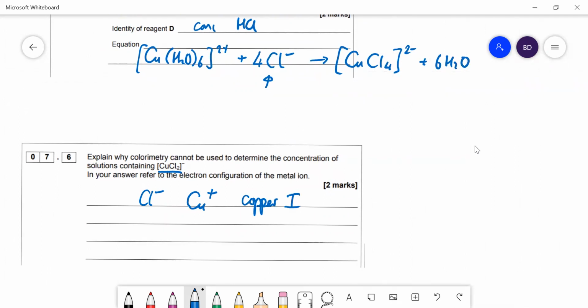If you remember copper 1 ions, they have a full d shell. It's a 3d10. And if something has got a full d shell, like copper 1, not copper 2, like Zn2+, the compounds are colorless because you can't get promotion of electrons from one d orbital to another.